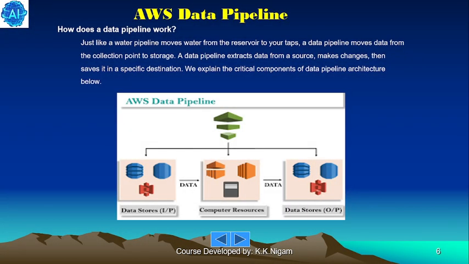How does a data pipeline work? Just like a water pipeline moves water from a reservoir to your taps, a data pipeline moves data from the collection point to storage. A data pipeline extracts data from a source, makes changes, then saves it in a specific destination. We explain the critical components of data pipeline architecture below.